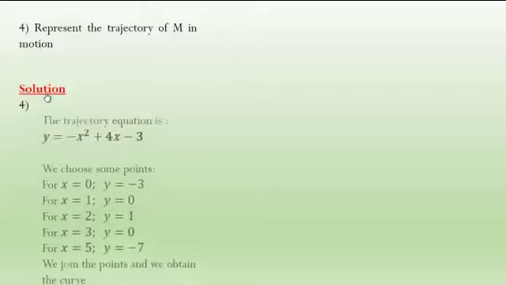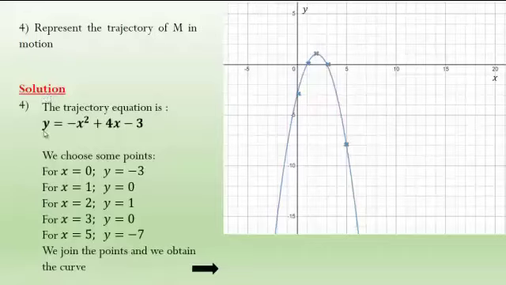But how do we represent the trajectory if asked? In order to represent the trajectory, we take many points. For example, we have y equals minus x squared plus 4x minus 3. This was the equation we found. So we choose some points. For example, for x equals 0, we substitute and find y, and so on. We take many points and join them, and then we obtain the curve. So we notice that this equation, which is independent of time, when represented, is a curve. This means the trajectory is curvilinear.